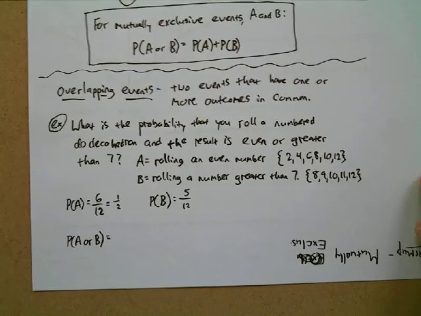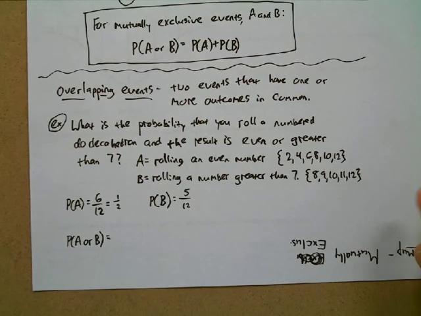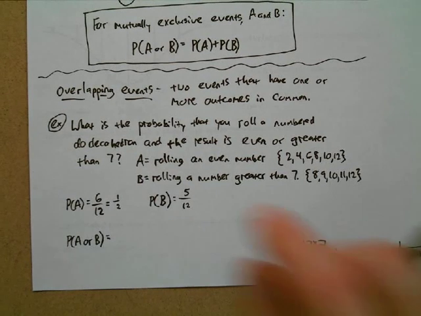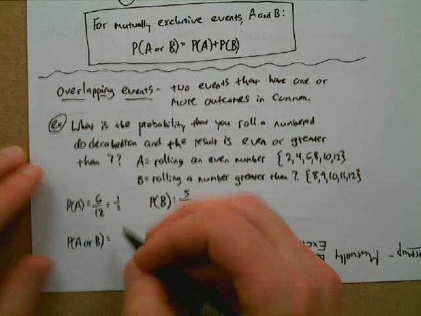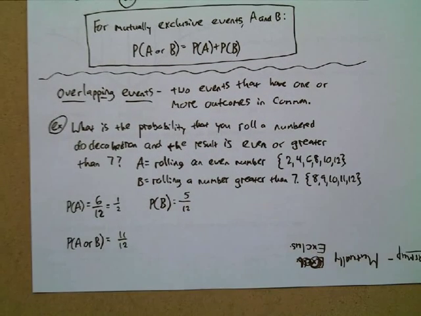11 out of 12? Yeah. Okay, how'd you get that? I added 6 over 12 and 5 over 12. I don't know if that's right. Okay. Why do you hesitate? No, that's right. Yeah, because we did that last time. We did do it last time, right? Good job.